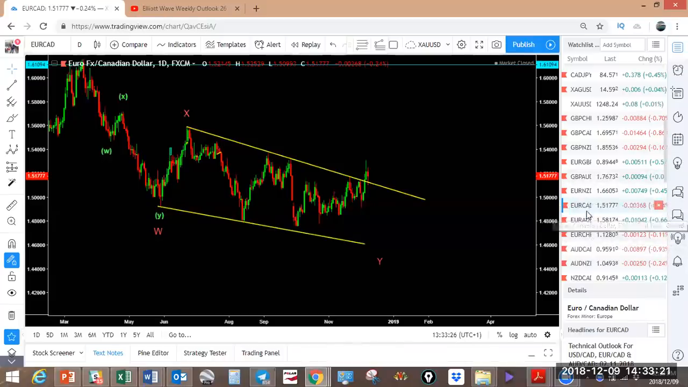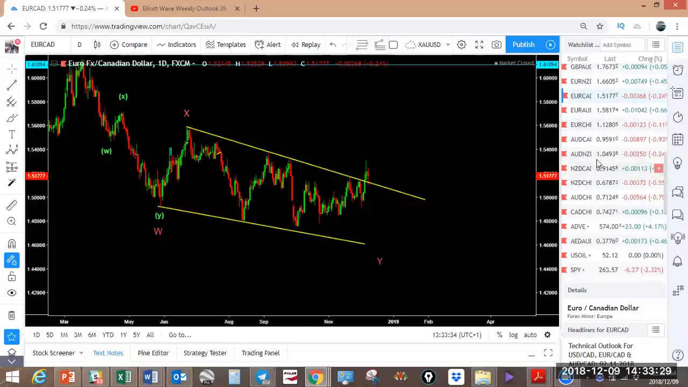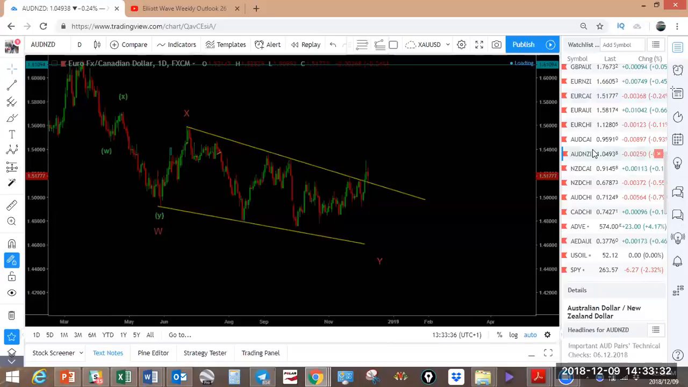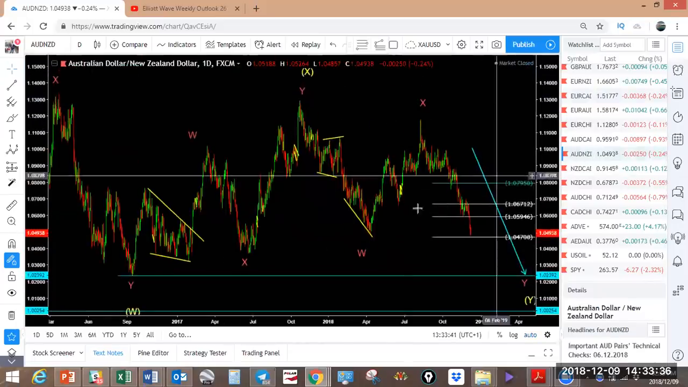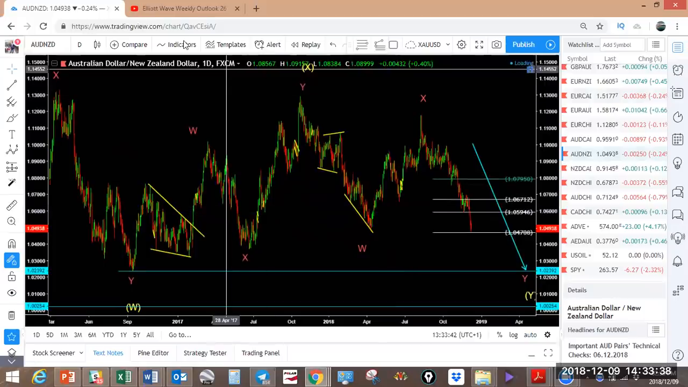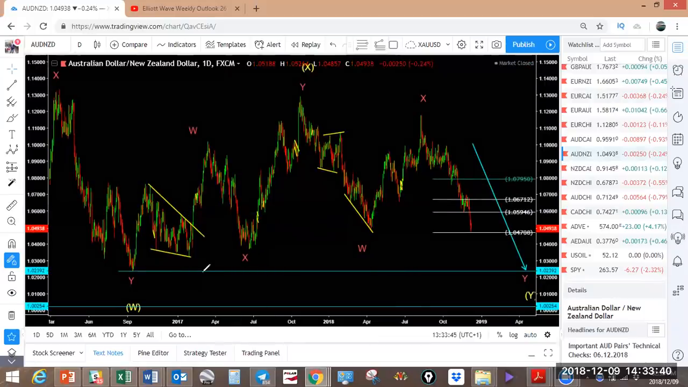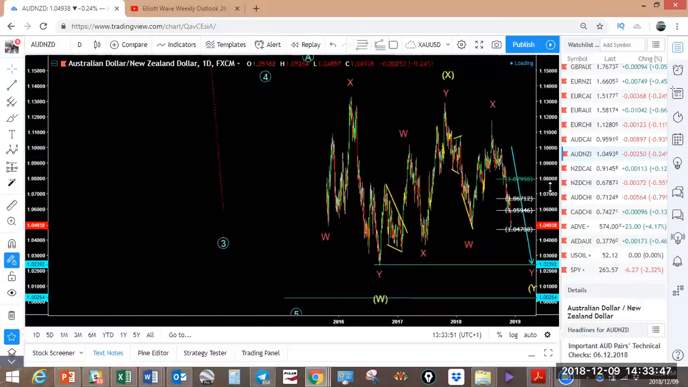Euro New Zealand, done, CAD, Audi, Chief. We've concluded all the Euros. Now we can look at some of the cross pairs. Audi New Zealand, very interesting, doing exactly what we expect it to do. Keeps pushing lower and lower. We're expecting it to come to this level. This level, minimum. So it's doing exactly as we anticipate.